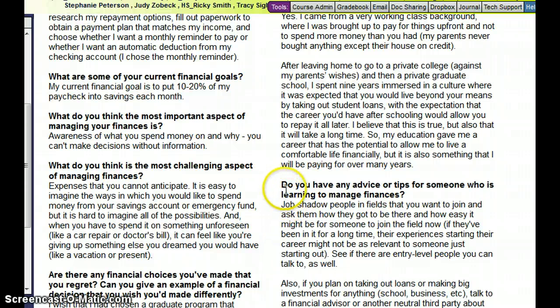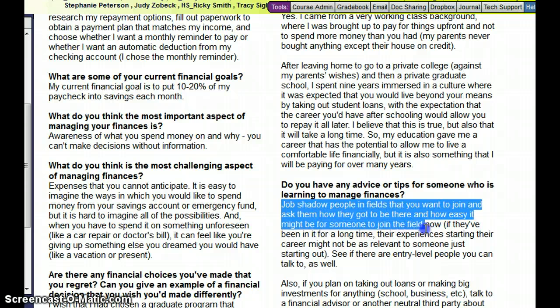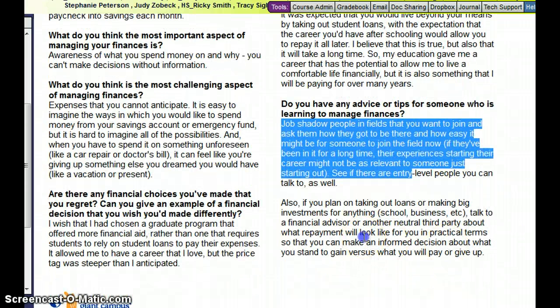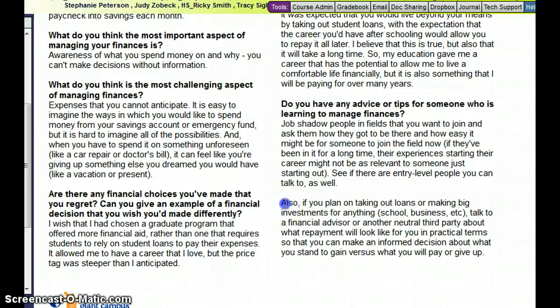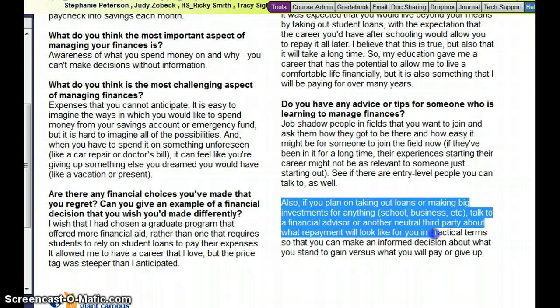And what advice does she have for someone who is learning about managing finances? Job shadow people in the fields you want to join. Ask them how they got to be there and how easy it might be for someone to join the field now. Another important thing about student loans or making big investments of any kind: talk to a financial advisor, another third party, about what repayment will look like for you in practical terms.